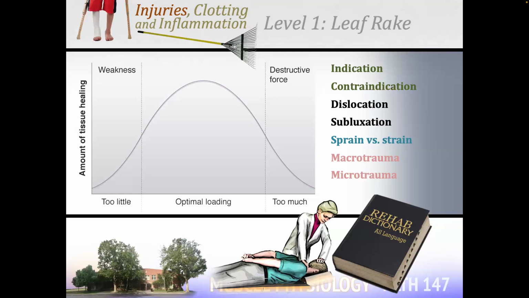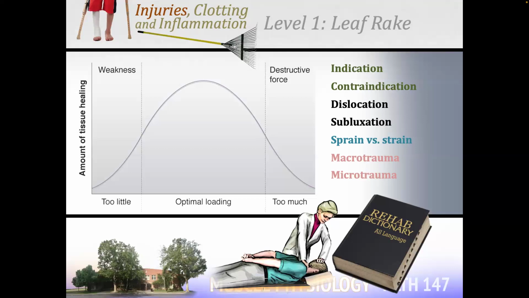Dislocation, that's a complete displacement of the joint surfaces. Subluxation is a partial displacement of joint surfaces that's followed by relocation. This can affect ligaments and cartilage and other tissues, leading to future instability, future laxity of that joint, though.